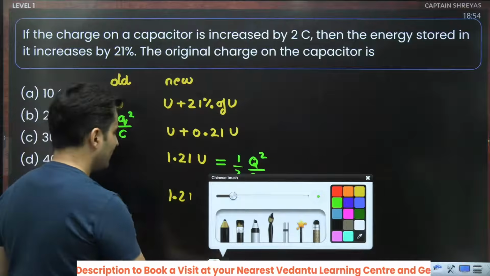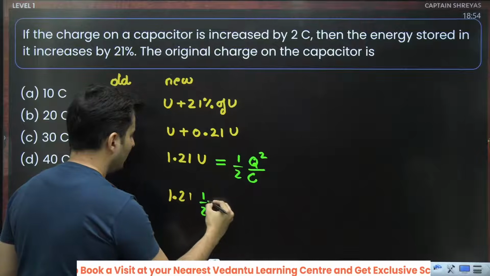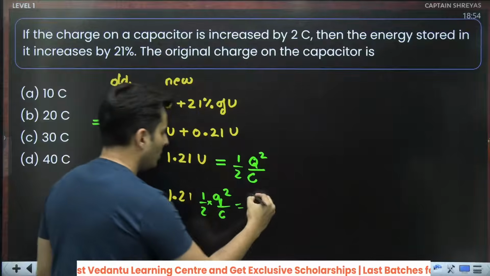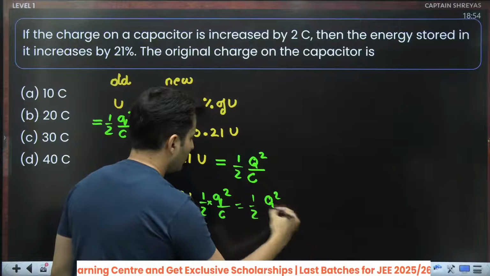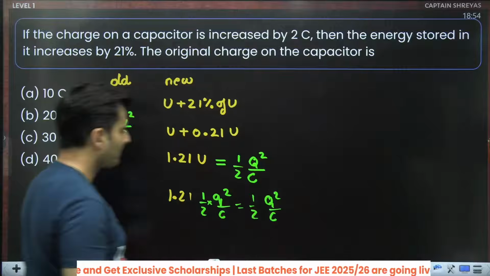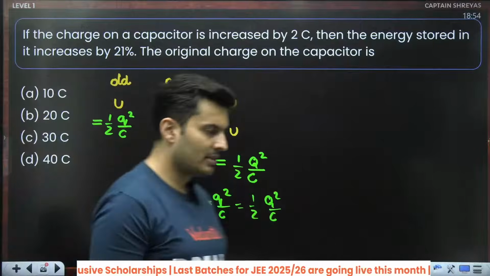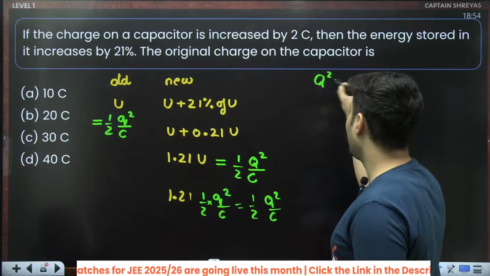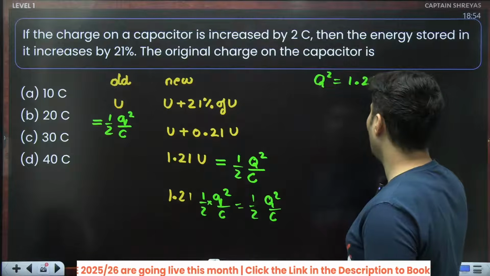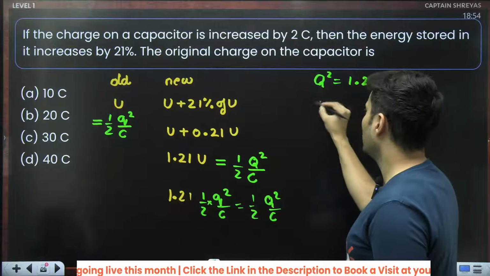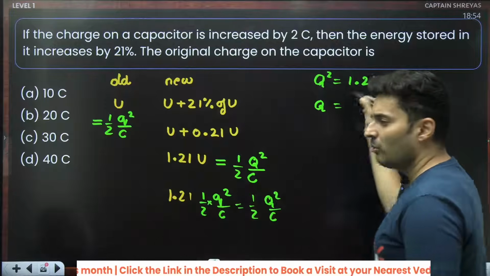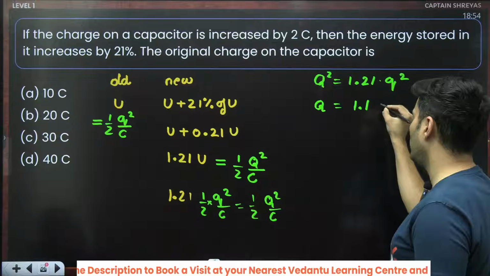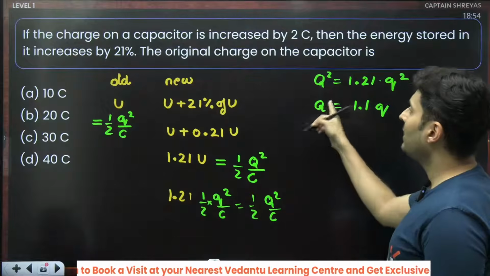This one, which is nothing but half into small q square divided by C, is equal to half capital Q square divided by C. 2C cancels. 2C gone. So I will get Q square is equal to 1.21 times small q square. Taking roots, 121 is a perfect square, so it is the square of 11. So 1.1 square is 1.21. But it is clearly given to me.